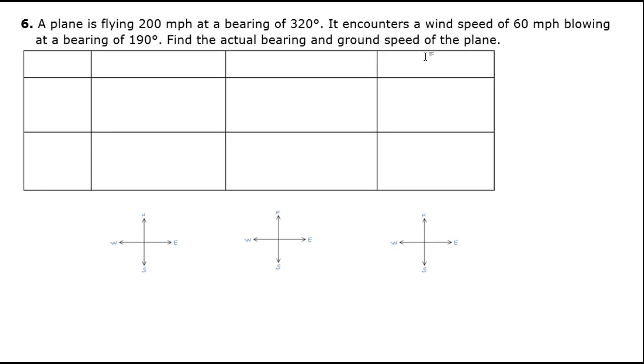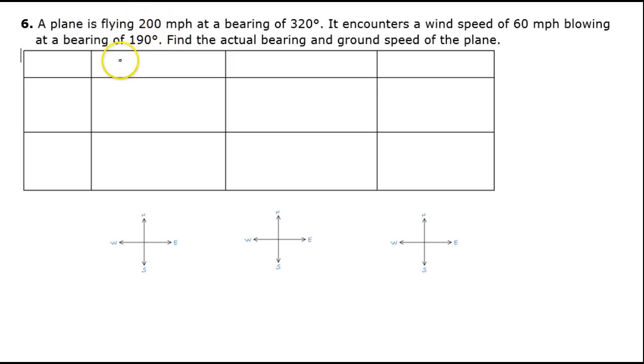A plane is flying 200 miles per hour at a bearing of 320 degrees. It encounters a wind speed of 60 miles per hour, blowing at a bearing of 190 degrees. Find the actual bearing and ground speed of the plane. Let us use this graphic organizer to keep our work straight. And we'll set it up like this.